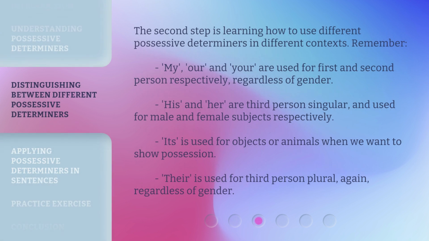The second step is learning how to use different possessive determiners in different contexts. Remember, my, our, and your are used for first and second person respectively, regardless of gender. His and her are third person singular, and used for male and female subjects respectively. Its is used for objects or animals when we want to show possession. Their is used for third person plural, again, regardless of gender.